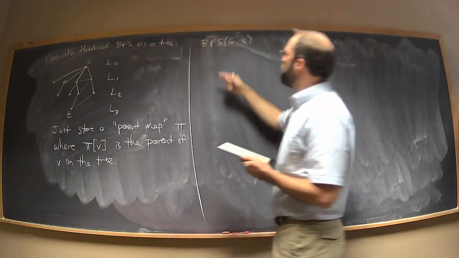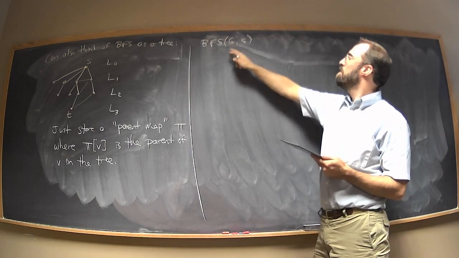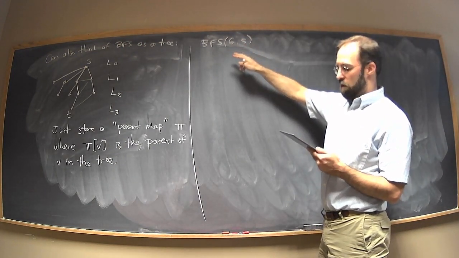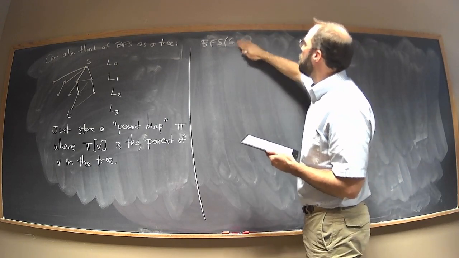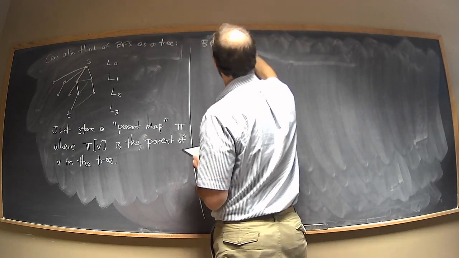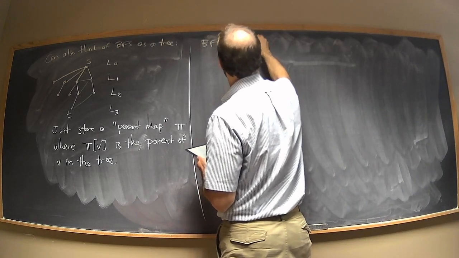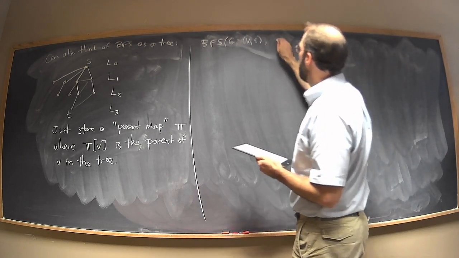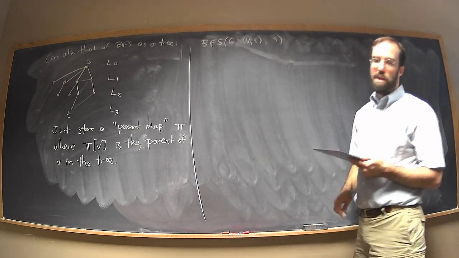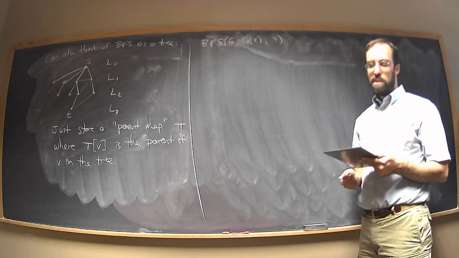Okay, so Breadth-First Search is given as input a graph G, which is some vertices and some edges, right? And then it's also given a starting vertex S, which is in the set of vertices.